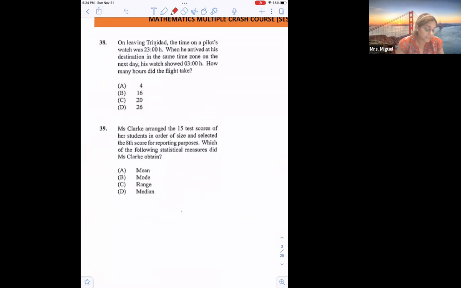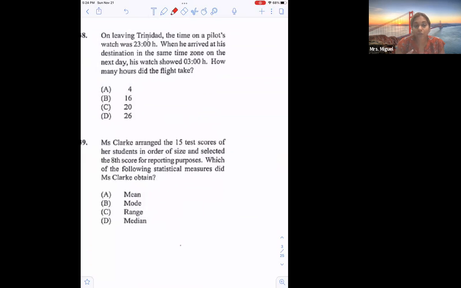Number 38, on leaving Trinidad, the time on the pilot's watch is 2300 hours. 2300 hours minus 12, so this is 11 p.m. When he arrived at his destination the next day, it showed 300 hours. So from 11 to 12, this is 1 hour. From 12 to 1, another hour. 1 to 2, 1 hour. 2 to 3, another hour. It took 4 hours.